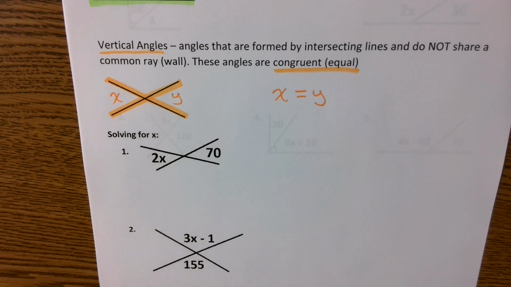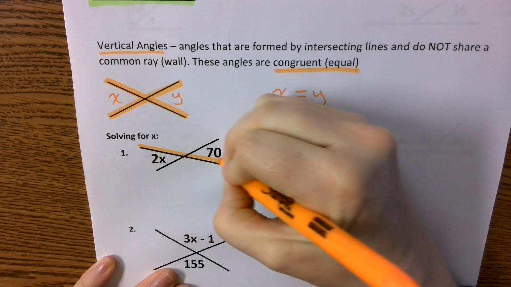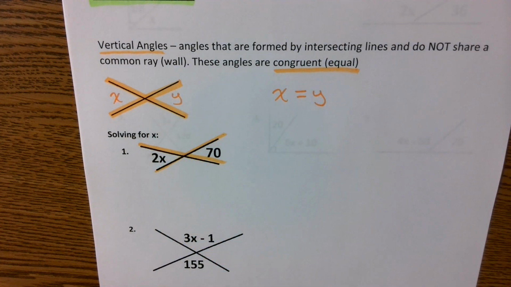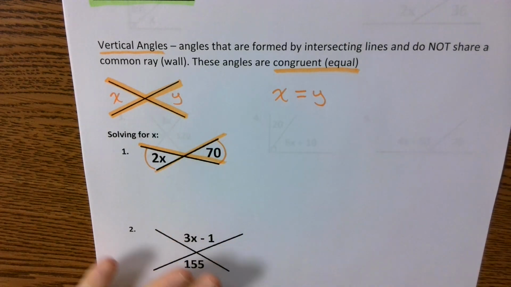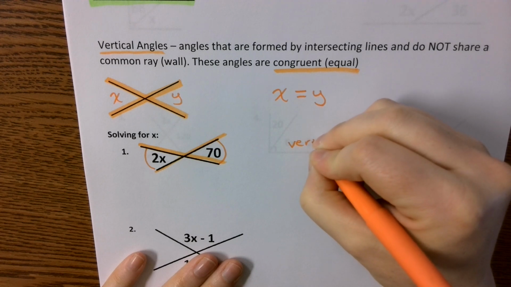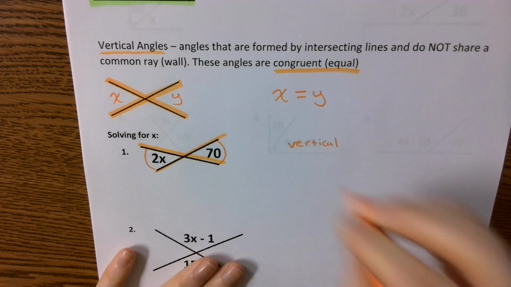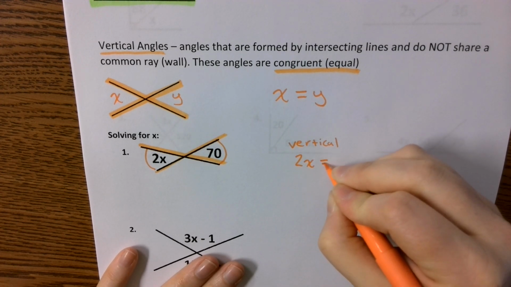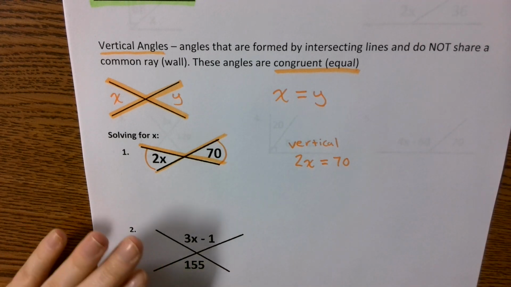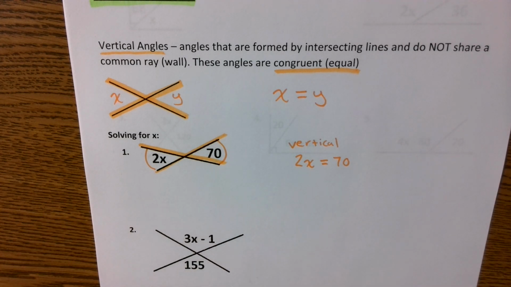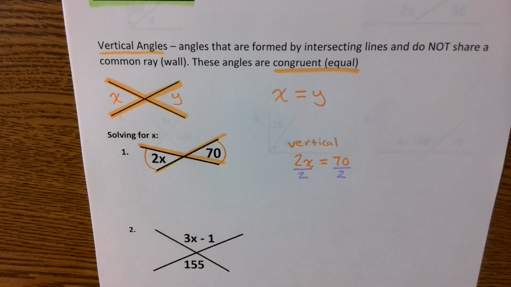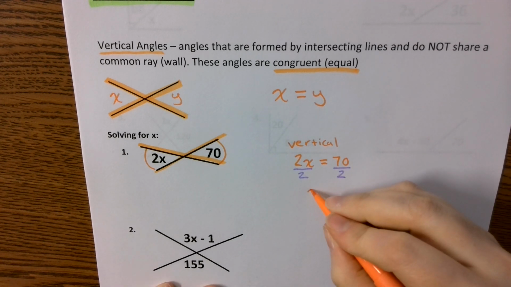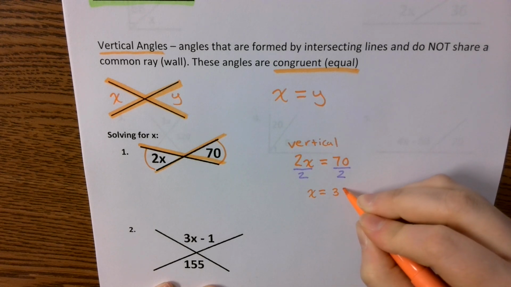So what relationship is being displayed here for problem number 1? Vertical angles. Okay, so again, we've got those intersecting lines. So what that means is that these angles that are directly across from each other are going to be set equal to each other. So this is a vertical relationship. So we are setting 2x to be equal to 70. And then from there, we can go ahead and solve that equation. In order to solve, all we have to do is divide both sides by 2, and we'll get x is equal to 35 degrees.